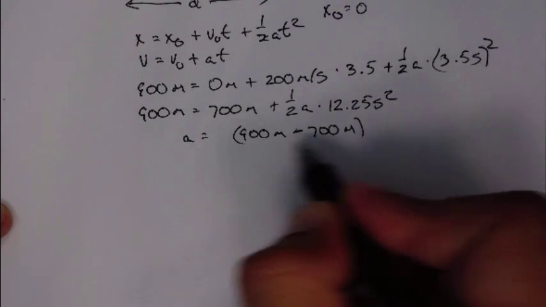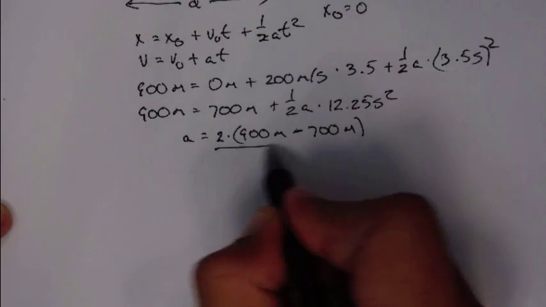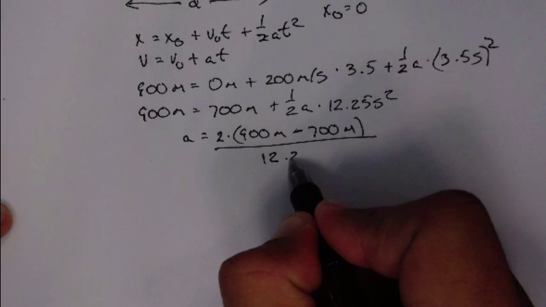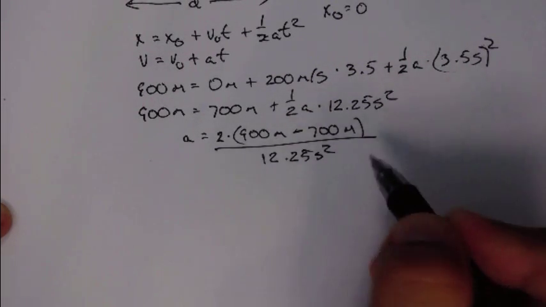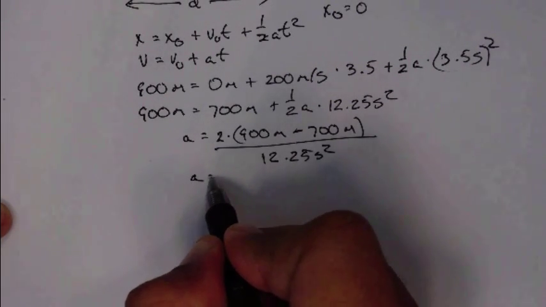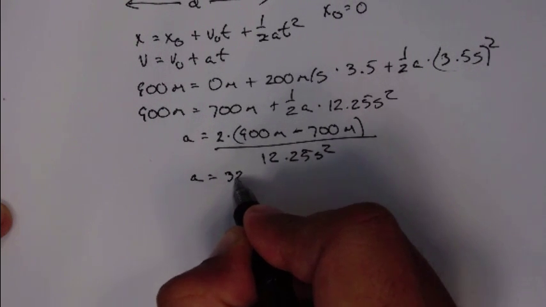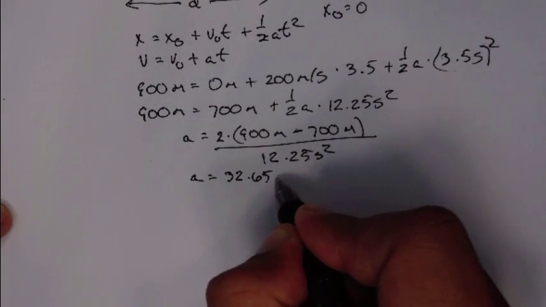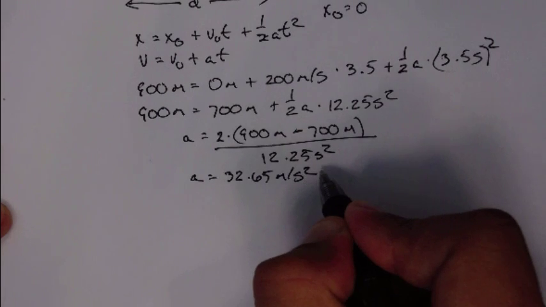Solving for a is going to be equal to 900 meters minus 700 meters, now believe in showing all your work, times 2 divided by 12.25 seconds squared. And our acceleration is equal to 32.65 meters per second squared.